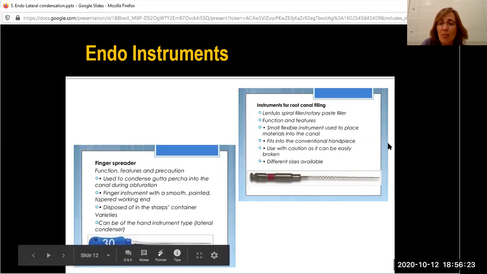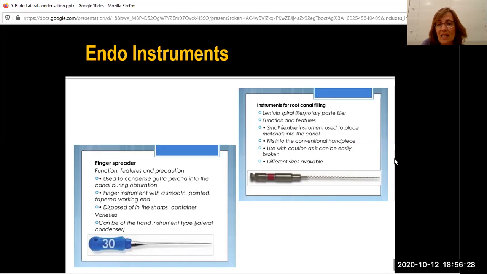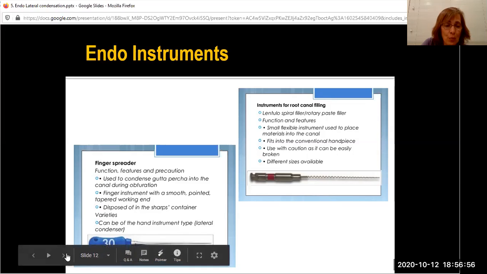Another way of placing the sealer into the canal is by an instrument like this. It's called the Lentulo spiral filler. It is a latch that goes on your slow speed. You place the sealant in this area, so you coat this area, you place it into the canal, and when you turn it on, it's more like a spackle type as it turns. It will put the sealer against all the sides of the root.